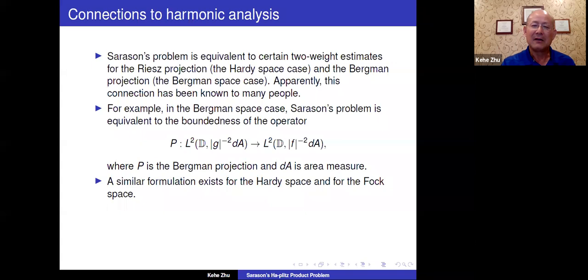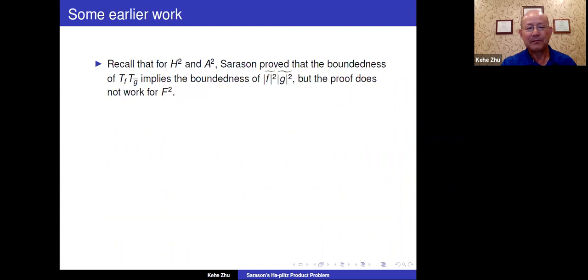Just because you have a reformulation doesn't mean that the problem becomes any easier. It is very well known that the two-weight estimate in harmonic analysis is a very classical problem, and it is not easy. Many people are still working on this problem for different weights. But fortunately, in the case of the Hardy space and the Bergman space, the two-weight problem can be solved in harmonic analysis, and therefore you get counterexamples for Sarason's problem in those two contexts. All right. But the bottom line is for the Hardy space and the Bergman space, the conjecture is false.